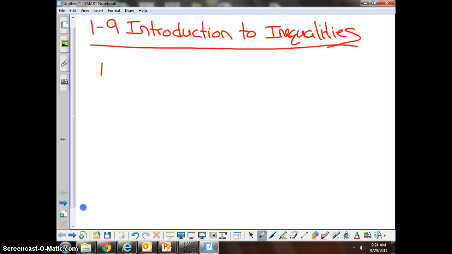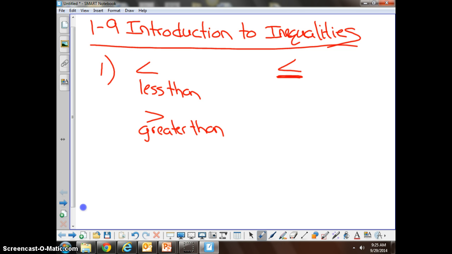I want to start off with showing the 4 different inequalities we'll be working with. The first one is less than, and it is written as I just drew. The next one is greater than. The next one would be less than or equal to. This line right here represents the equal to. So we're going to say less than or equal to.